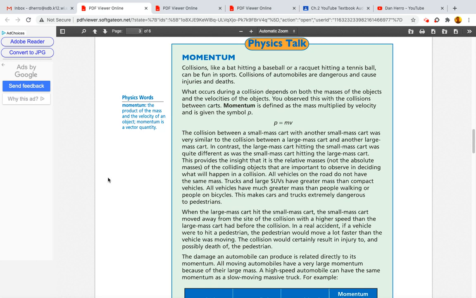All vehicles on the road do not have the same mass. Trucks and large SUVs have greater mass than compact vehicles. All vehicles have much greater mass than people walking or people on bicycles. This makes cars and trucks extremely dangerous to pedestrians.